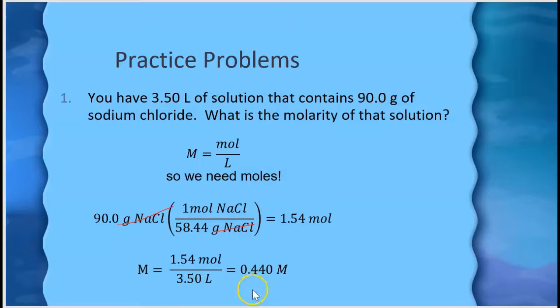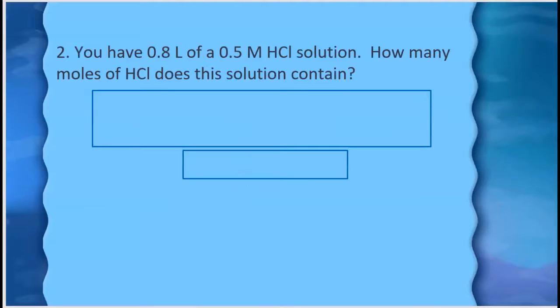And if I type this into a calculator, I'm going to get 0.44, but I'm going to make sure I look at my problem and look at my number of significant digits. 90.0 is 3 sig digs, 3.50 is 3 sig digs, so that is 0.440 molar. Okay, so let's try another variation of this sort of problem.